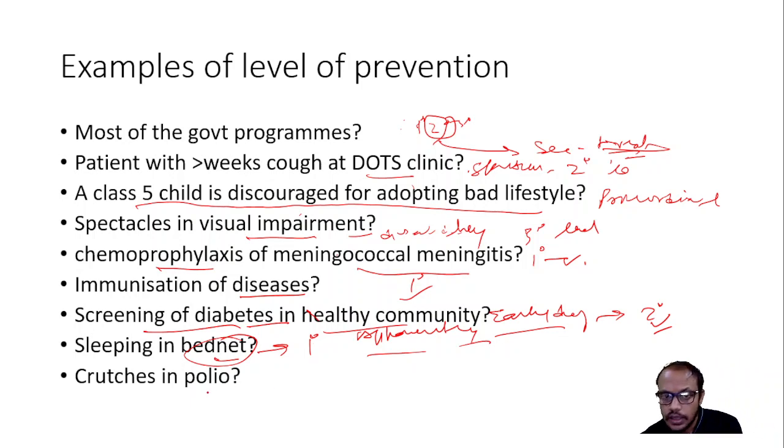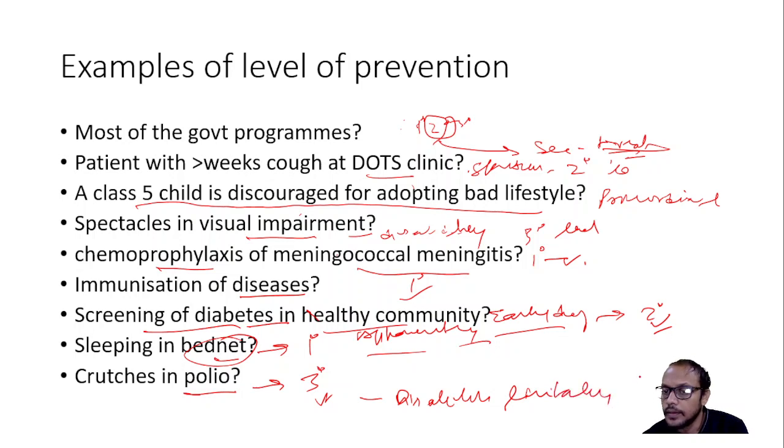Okay. Crutches in polio. If anyone has polio, the disease has already occurred, you are not able to stop the disease, but you are able to rehabilitate that person with crutches. So it is the rehabilitation part, it is a tertiary level. Disability limitation and rehabilitation are the tertiary level of prevention.